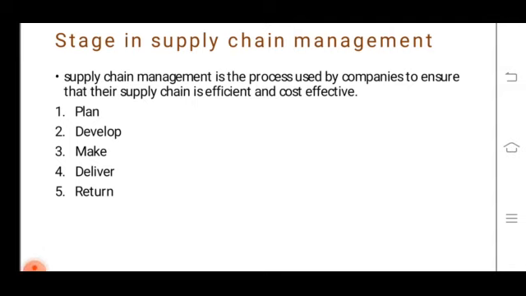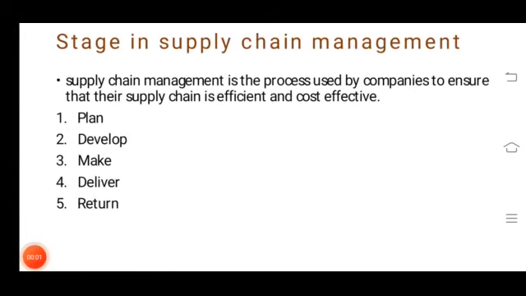Supply chain management is the process used by a company to ensure that their supply chain is efficient and cost effective. Supply chain management involves a series of activities that must be performed in a sequence. Thus, the phases or stages involved in supply chain management include plan, develop, make, deliver, and return.